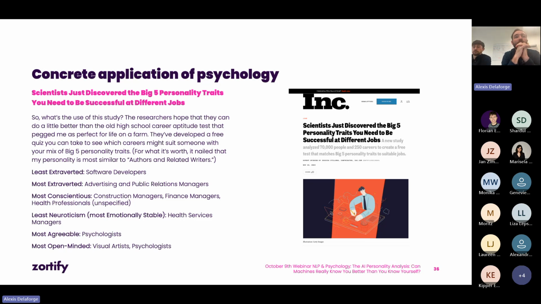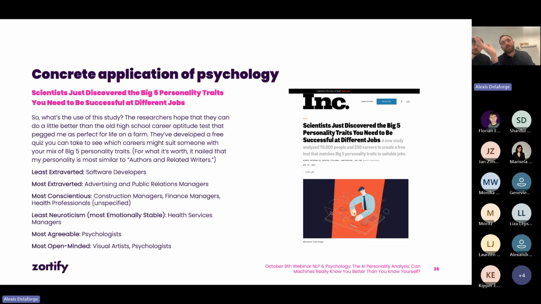So they've shown that the least extroverted people were actually software developers. And so it means that maybe if you put someone that is really extroverted in a position of the software developer, this person will most likely be among people with low extraversion, etc. So it might not be the environment in which this person will thrive the most. Same thing for the most extroverted. So the position with the most extroverted people was advertising and public relation managers.